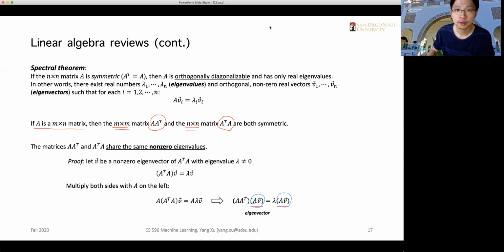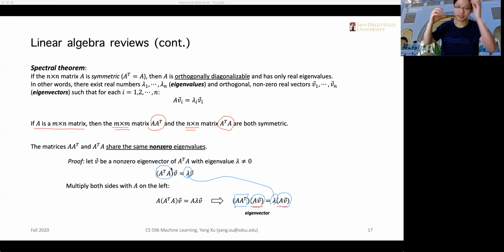But notice that the lambda doesn't change. It is exactly the same lambda here, right? But the matrices are different. The matrix in the blue box is A times A transpose, and here in the blue circle, it is A transpose times A. So although they are two different matrices, they share the same eigenvalues, okay? And that makes things easier because we know that the shapes are different, A times A transpose or A transpose times A, depending on M or N.